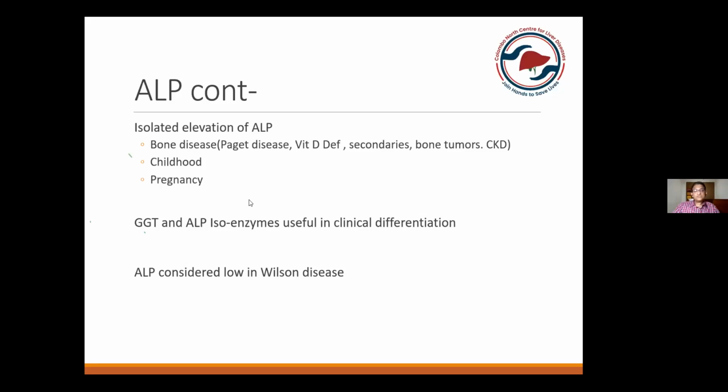So what we do is to do gamma GT if we suspect elevated alkaline phosphatase, to make sure it is of liver origin. And alkaline phosphatase is considered low in Wilson's disease theoretically, but I don't know how important it is practically.